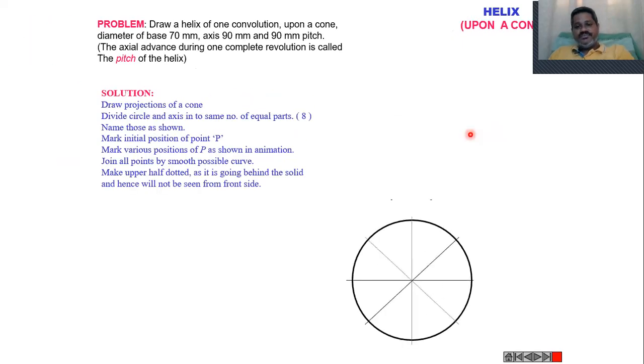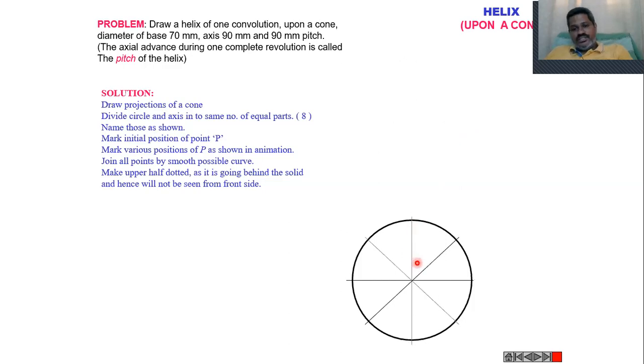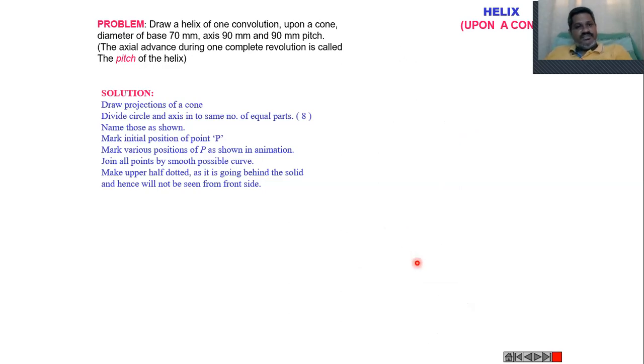Now let us see the helix on a cone. The path traced by a point on the circumference of the cone, which rotates about the axis and as well as moves along the axis, is called the helix upon the cone. Now project the points, then draw the projections of the helix with the given dimensions.